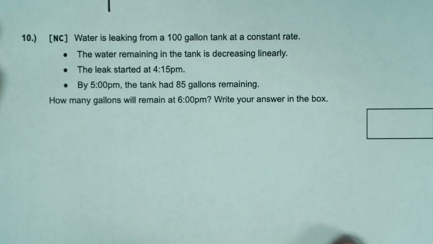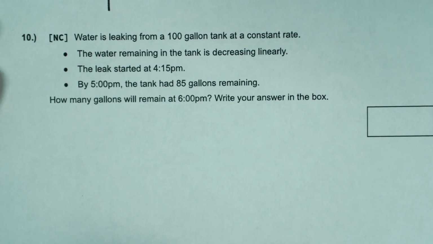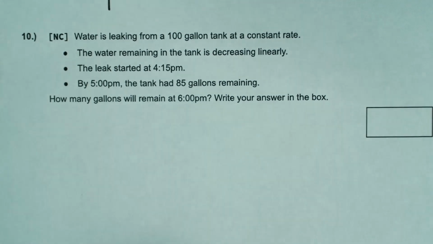Number 10 looks a little intimidating. Water is leaking from a 100-gallon tank at a constant rate. The water remaining in the tank is decreasing linearly. The leak started at 4:15. By 5 o'clock, there were 85 gallons left. How many gallons will be at 6 o'clock?